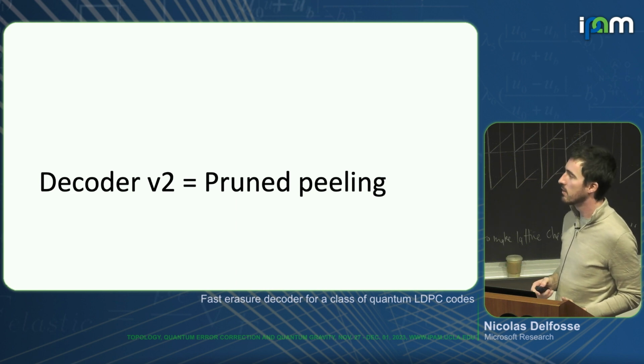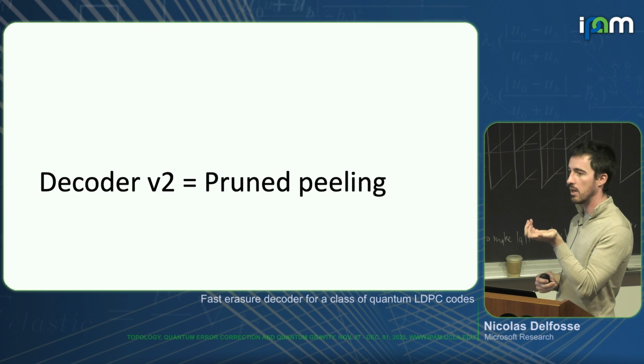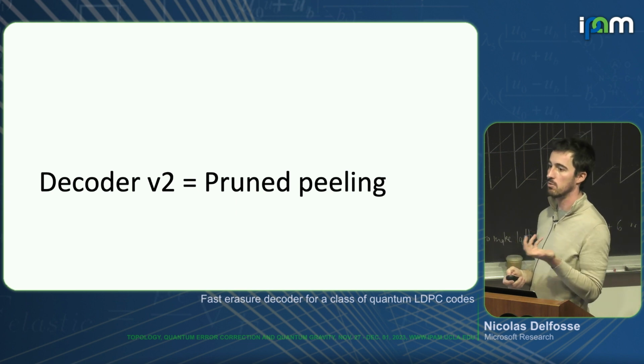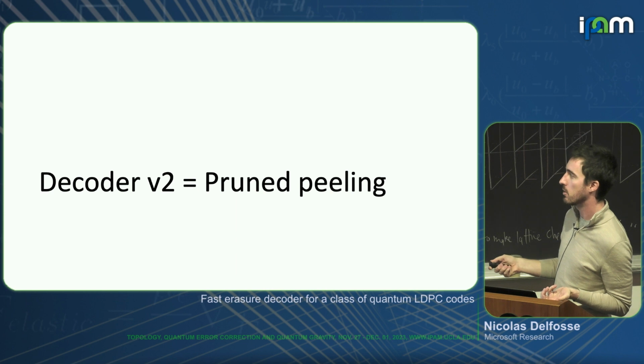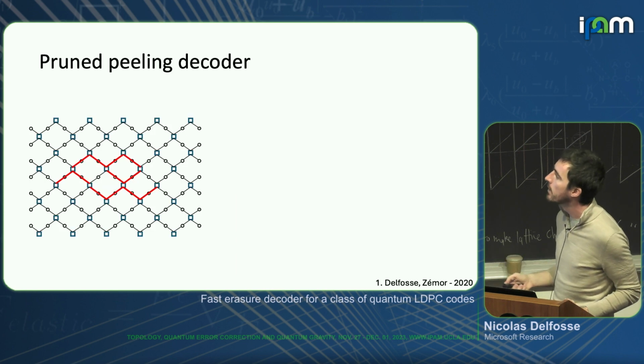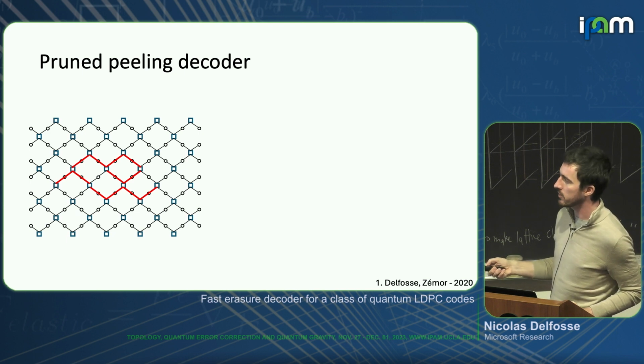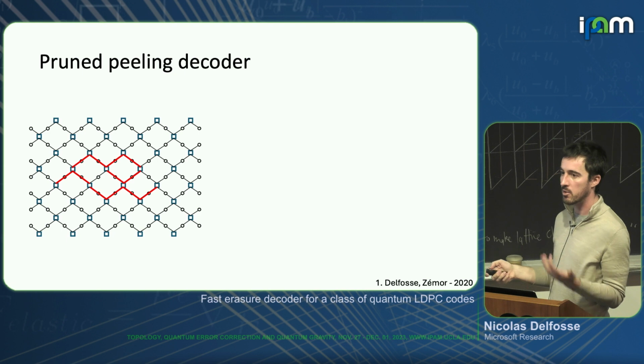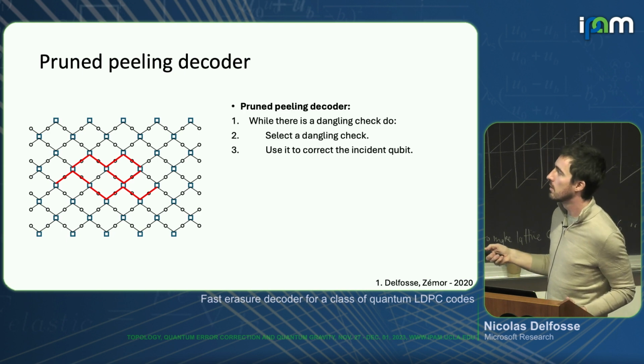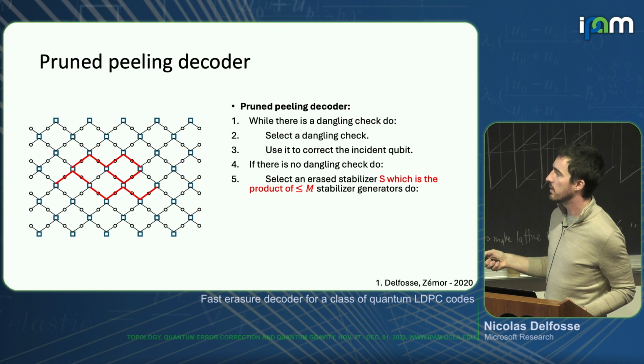So let's modify it. We know that we need to get rid of those erasures that cover a stabilizer. So let's just do that. Let's add a step that does that. And we're going to call it the pruned peeling decoder. It's basically similar to the case of the surface code, where we have those stopping sets that correspond to stabilizers, and we were removing an edge arbitrarily. So let's do the same thing. We can start with the same decoder. We select a dangling check and we use it. And when we have no more dangling checks, we select an erased stabilizer, but we have a condition here.